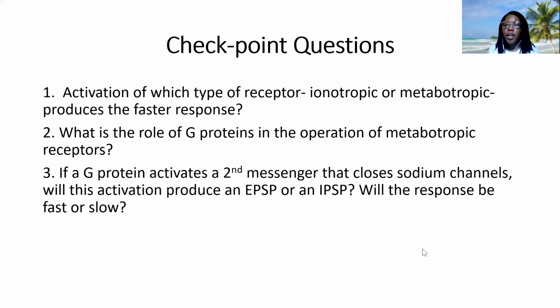Okay, so I have a question here. Are inhibitory responses always associated with slow responses? And that's a no, okay? Right, we can have a fast response be an inhibitory response or an inhibitory postsynaptic potential if the channel that's opened up is a chloride or potassium channel. And so we can have an ionotropic receptor that is also a chloride or potassium channel, and that would be a fast inhibitory response, if that makes sense.